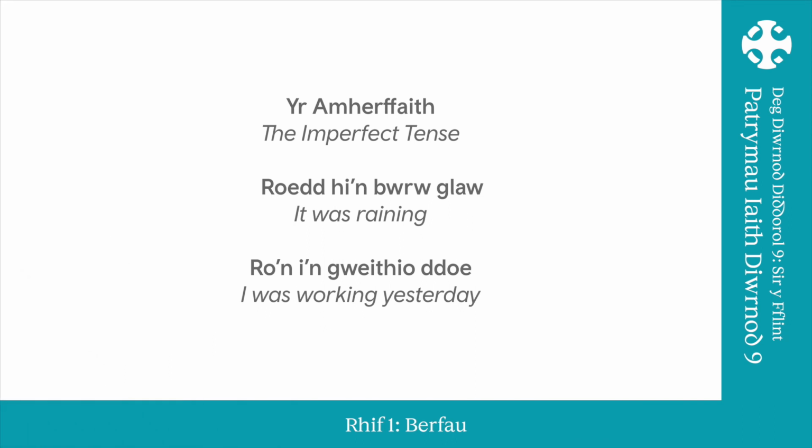Yr amherffaith, the imperfect tense. In English, this tense uses was or were. In Welsh, it always starts with ro. Roedd hi'n bwrw glaw. It was raining. Ro'n i'n gweithio ddoe. I was working yesterday.